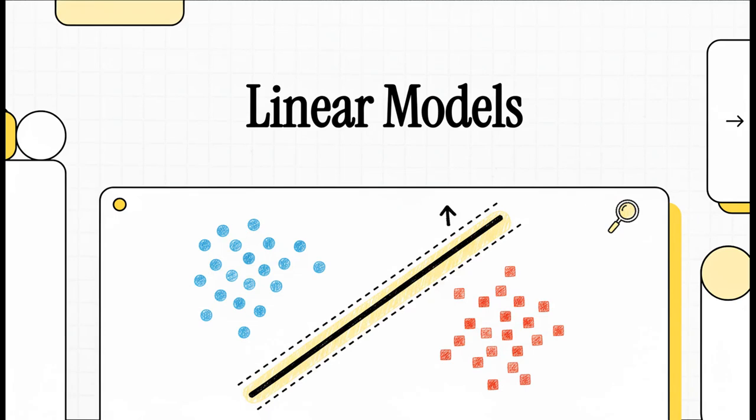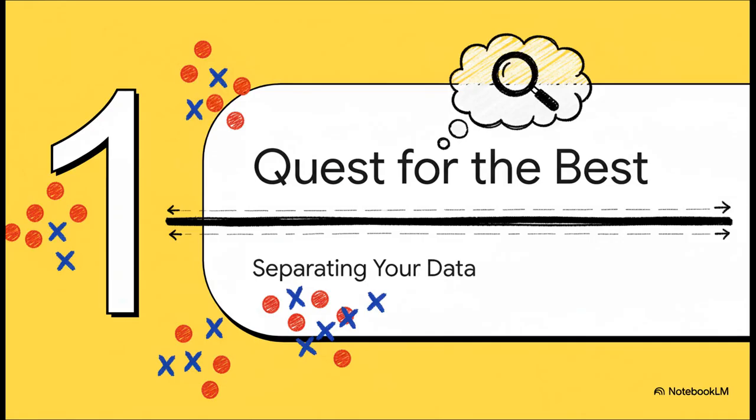Hey everyone, and welcome. Today, we're jumping into one of the coolest and most fundamental challenges in machine learning. It all boils down to a pretty simple question: how do you draw the absolute best line to separate two different groups of things? It sounds easy, but the answer is really elegant. Let's dive in.